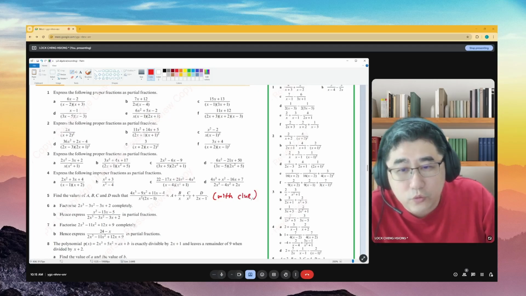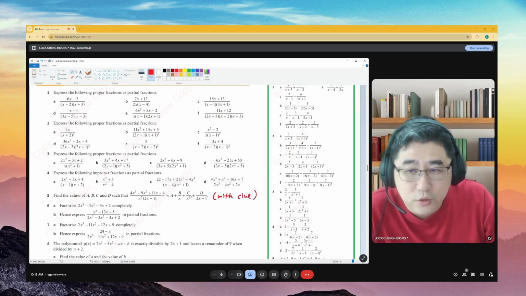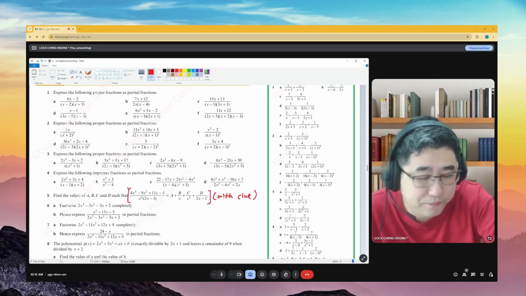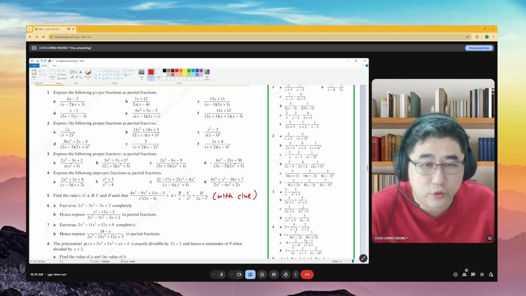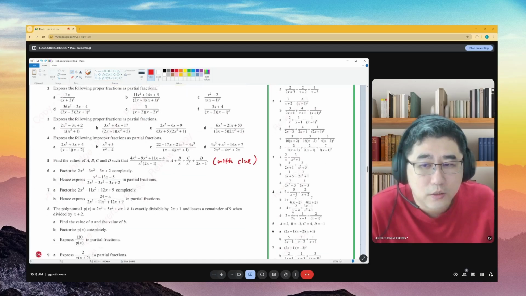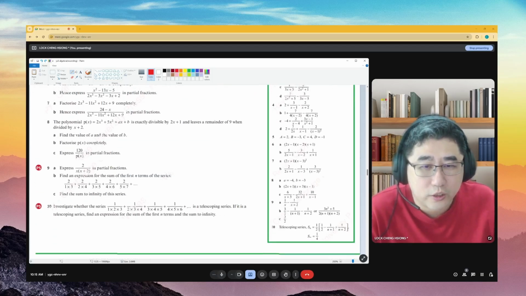With the clue questions, you can immediately go for step 5 straight away. You don't need to go through steps 1, 2, 3, 4. With the clue given, you can go to step 5 straight away. Then this will be the answer here that you can do your checking.